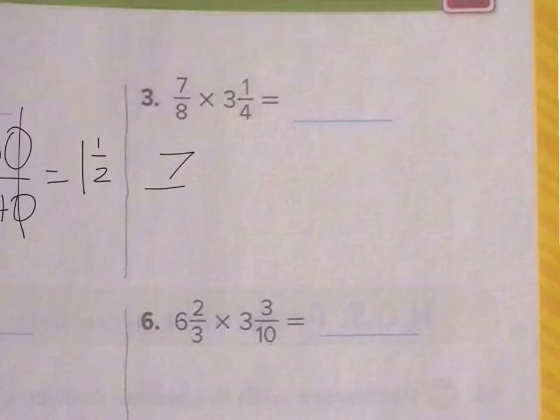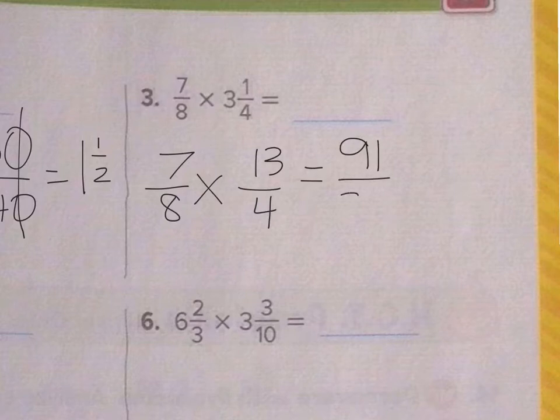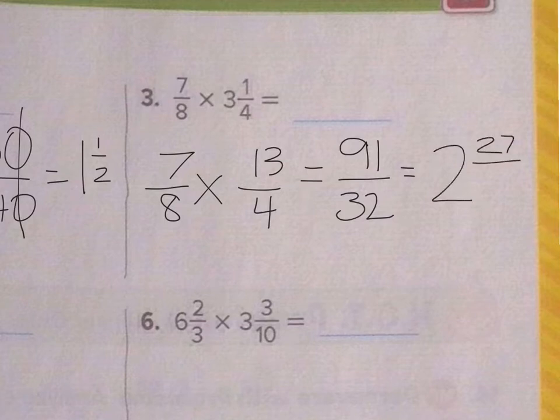Next, we take the fraction 7/8 and we're multiplying it by 3 1/4, which is 4 times 3 is 12, plus 1 is 13 over 4. Then we take the top times the top and the bottom times the bottom, which is 91 over 32, which equals 2 27/32.